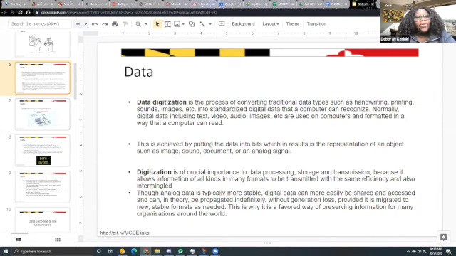Though analog data is typically more stable, digital data can be more easily shared and accessed, and also in theory can be propagated indefinitely without generation loss, provided it is migrated to a new stable format as needed. This is why it is a favored way of preserving information for many organizations around the world.